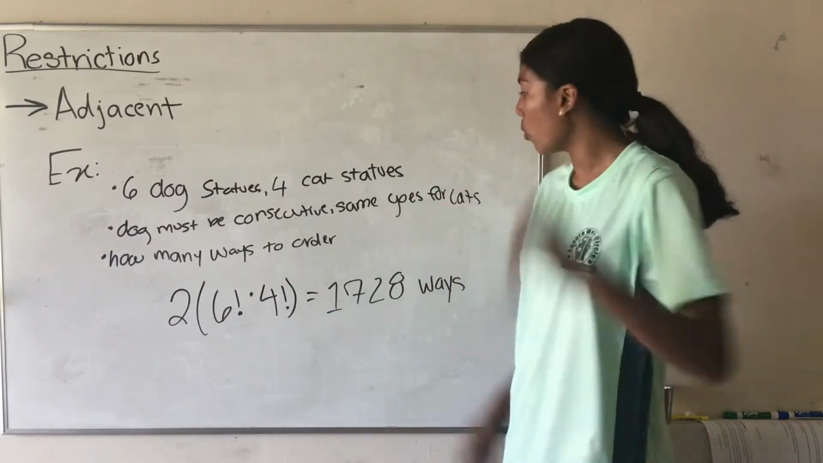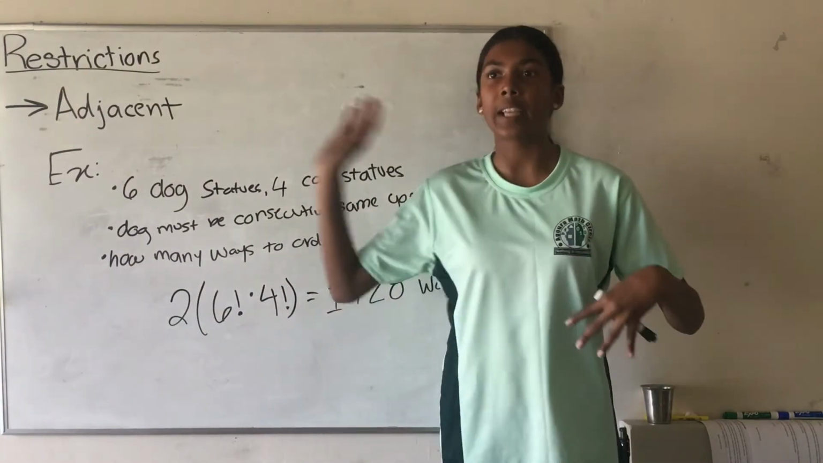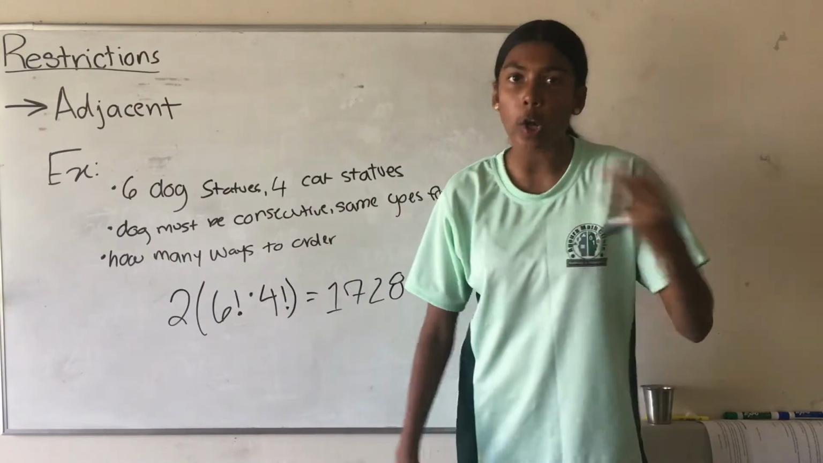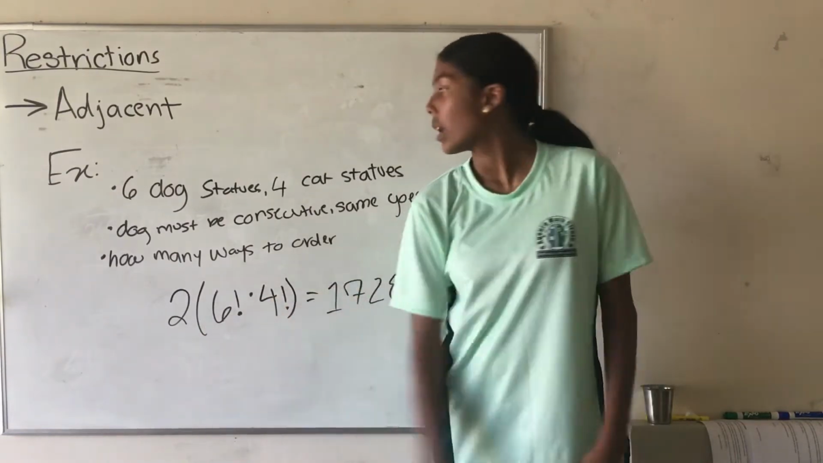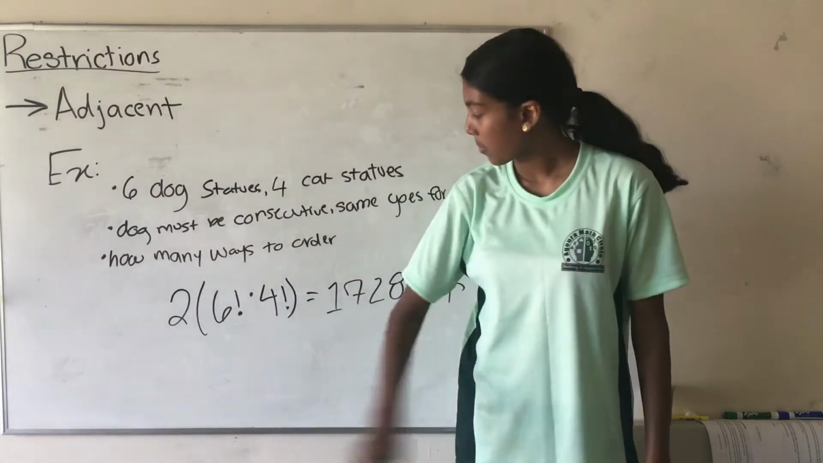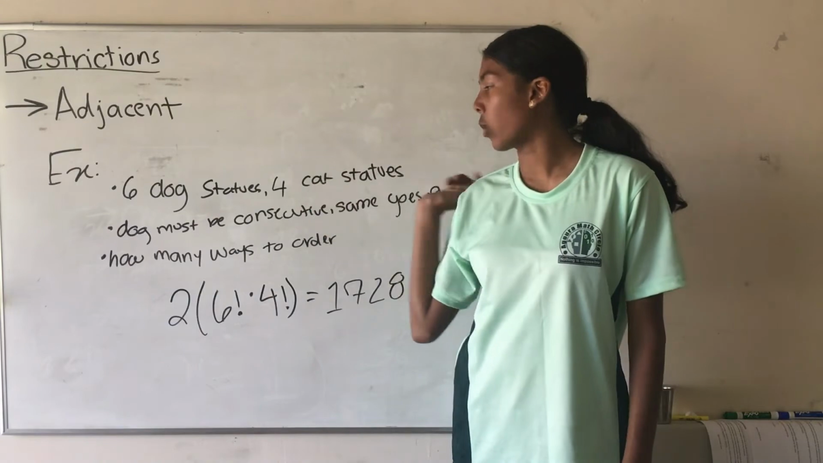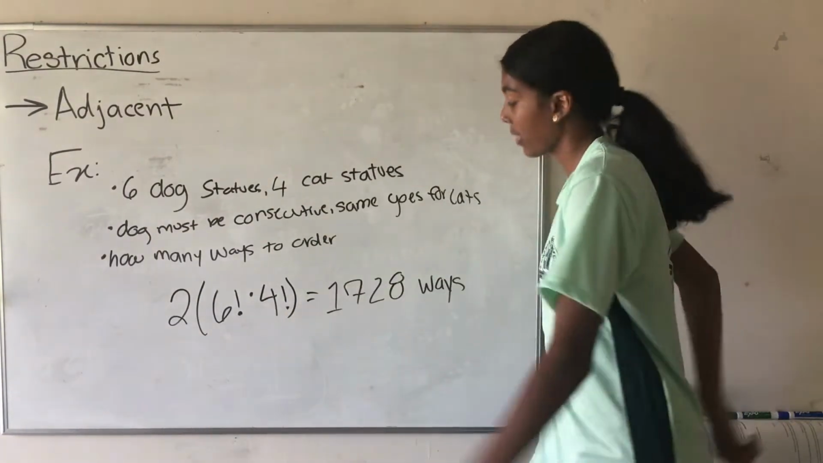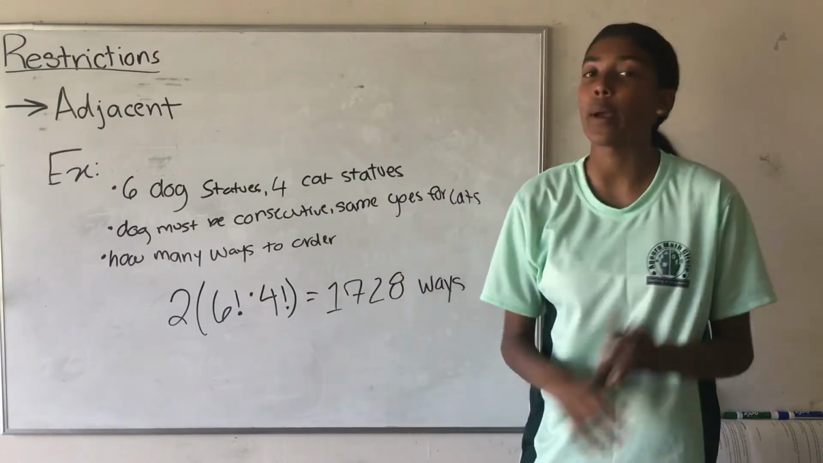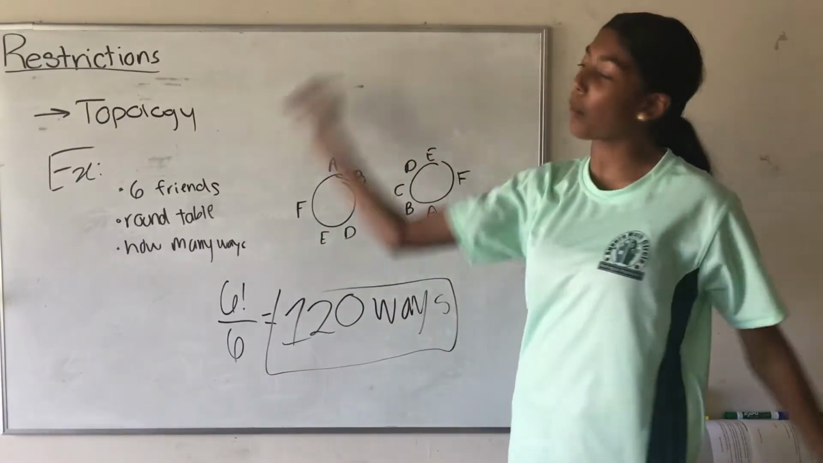How many ways are there to order? First of all, there's 2 ways to order the main order. Are we going to do cat then dog or dog then cat? So that's the 2 there. And then there's 6 factorial ways to order these 6 dog statues. And then 4 factorial comes from the number of ways to order these 4 cat statues. Doing all the math, we get 1,728 ways.